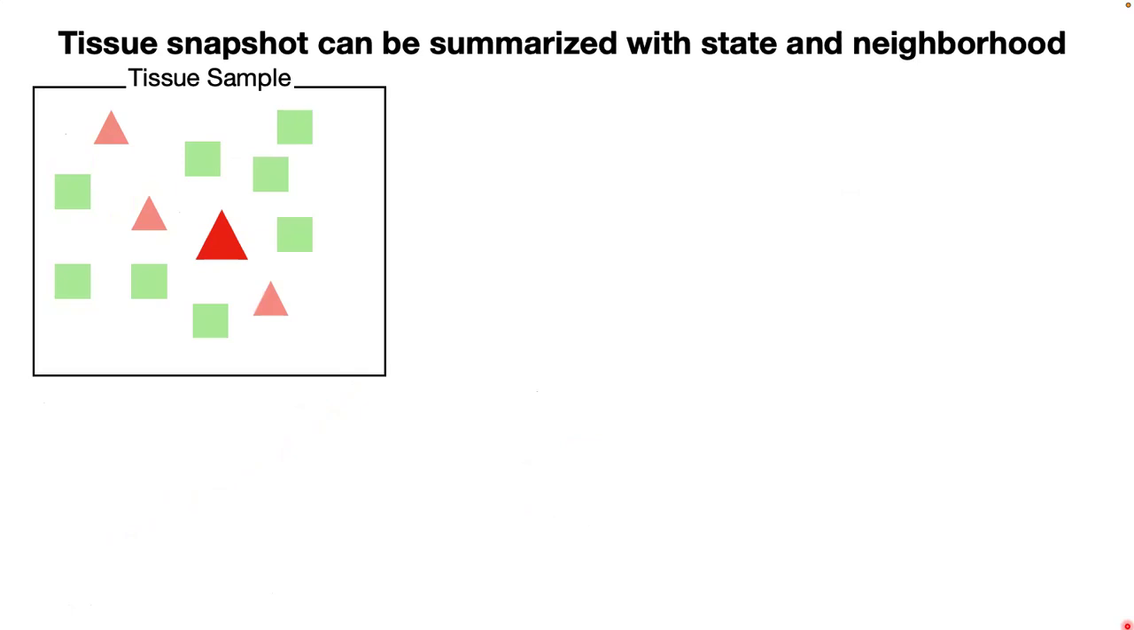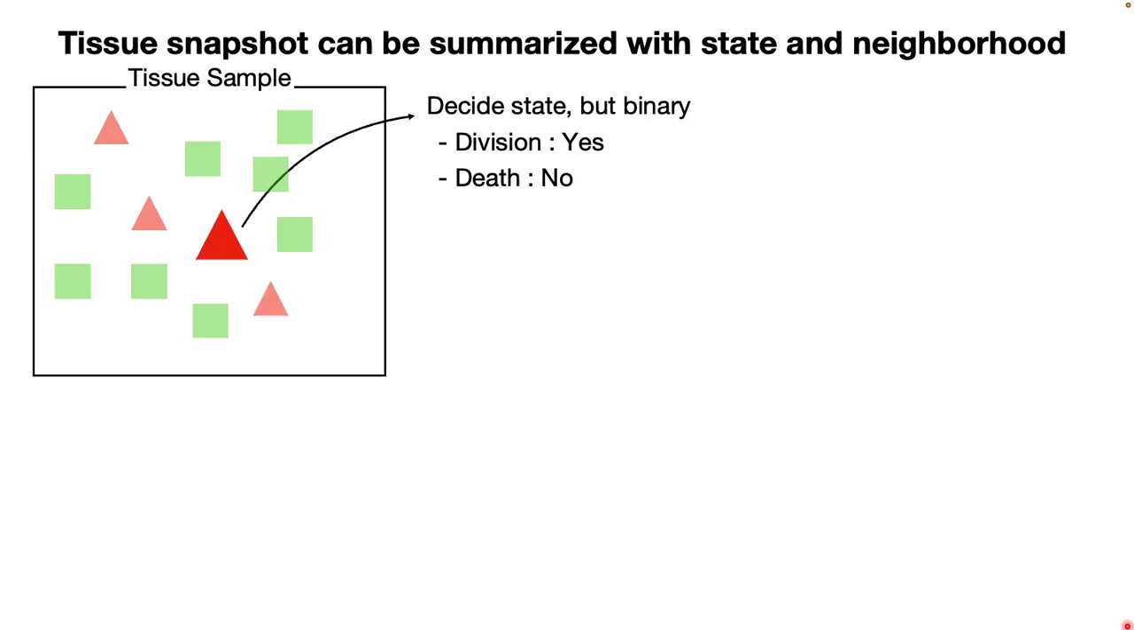Let me explain this with a very specific example. Now, this is your tissue sample, and you will focus on this big red one first. First, you should decide the state of this one specific cell. For some reason, they only decided on binary states. So they will say whether division is going on or not, and whether death is going on or not. This is all binary.